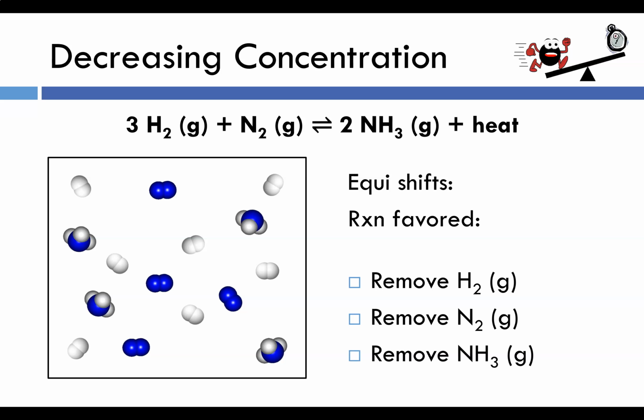If we remove NH3, the opposite is going to hold true. We'll have more likely collisions between hydrogen and nitrogen to produce ammonia. So we'll see an increase in the ammonia concentration, a decrease in the concentration of our reactants. We'd say equilibrium has shifted to the right, and the forward reaction has been favored.